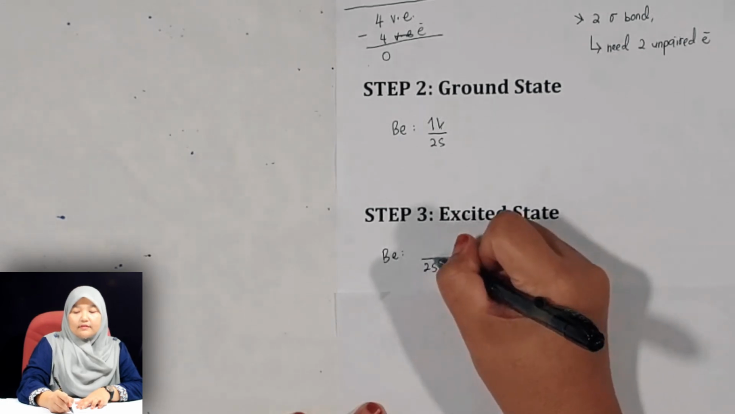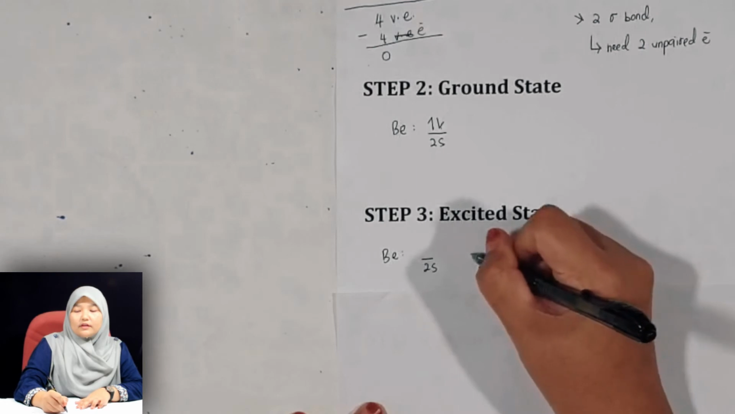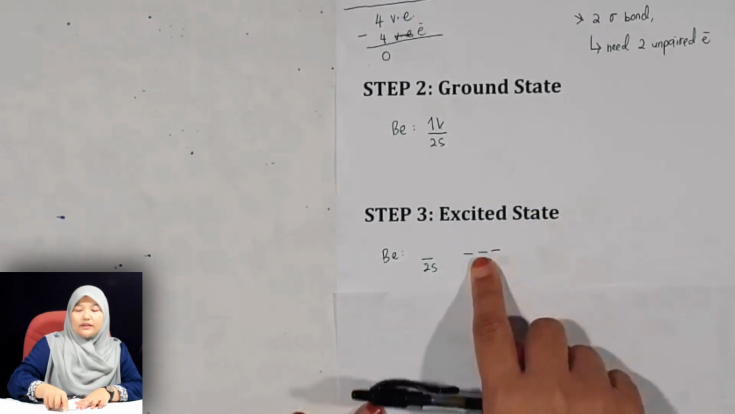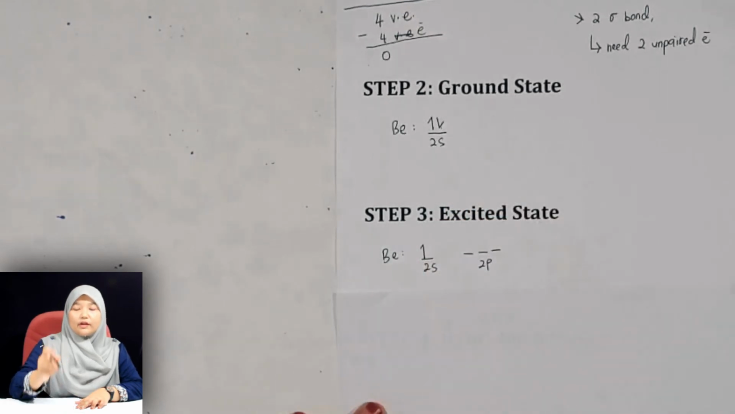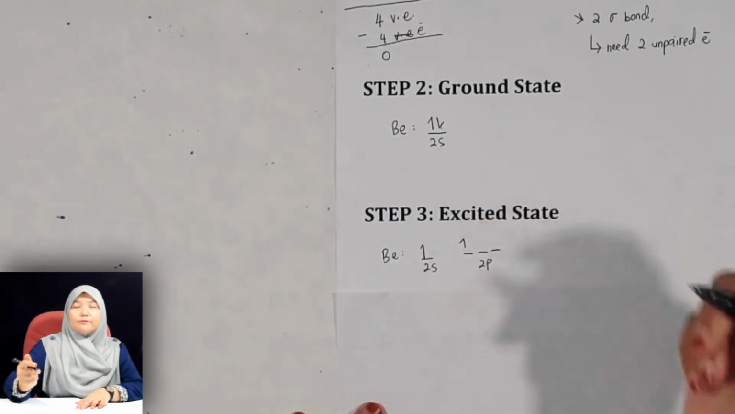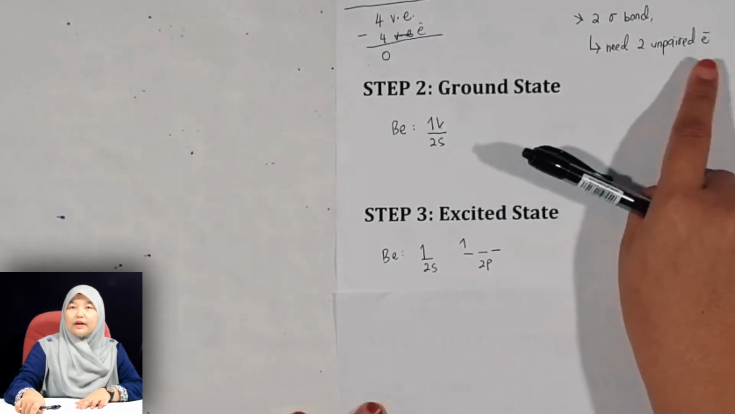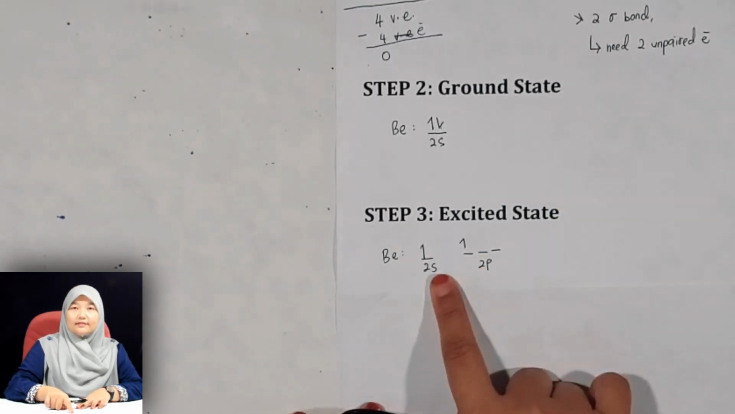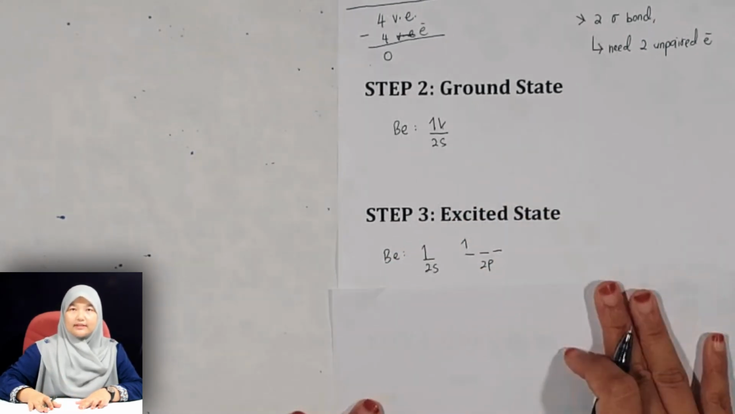Okay, 2s ada 2 elektron kan tadi? So, 2p yang kosong ni tadi, satu akan excite pergi 2p. So tinggallah dekat 2s satu elektron, satu lagi dah excite pergi 2p. Sekarang dah betul lah, perlu 2 unpaired elektron. You guys dah ada 2 unpaired elektron. So dah settle step yang ketiga.